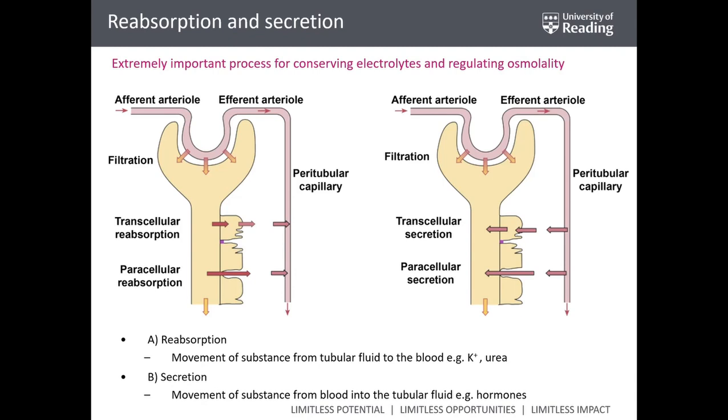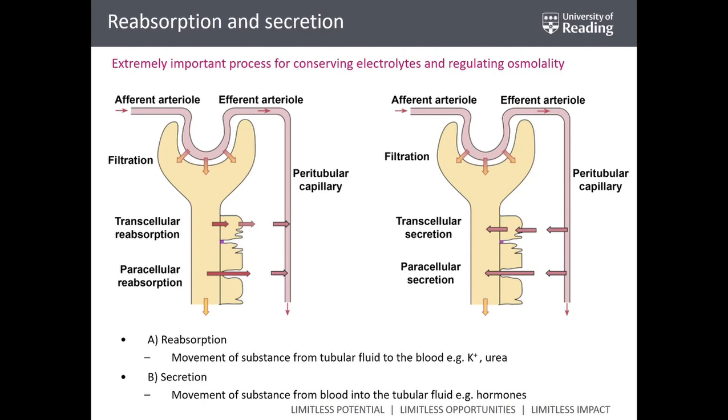Once we have filtered the plasma into the Bowman space, we will have a filtrate. This filtrate will contain water, electrolytes, and glucose. Also, a portion of proteins, if they are small enough to go through. Myoglobin could go through quite effectively, as a matter of fact. There's not myoglobin in the blood, though.